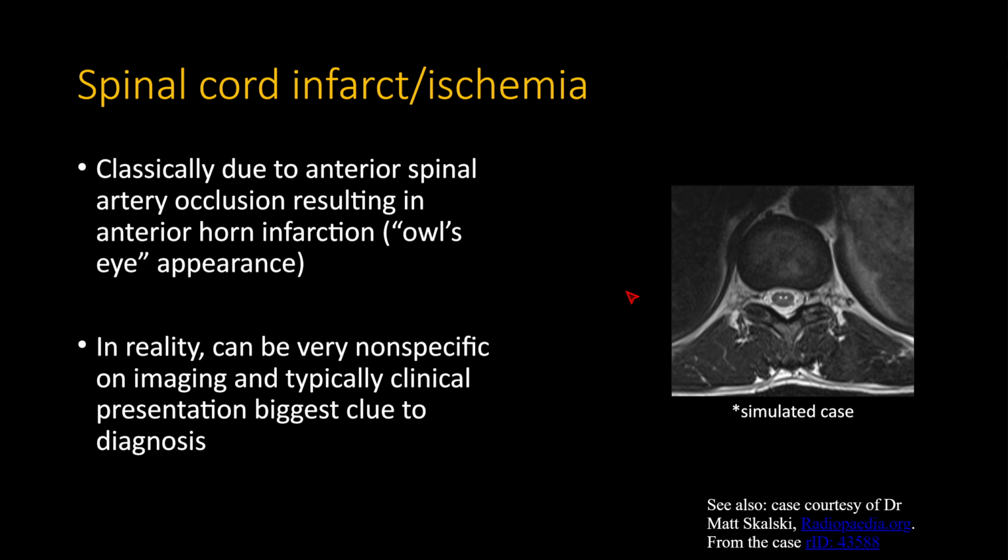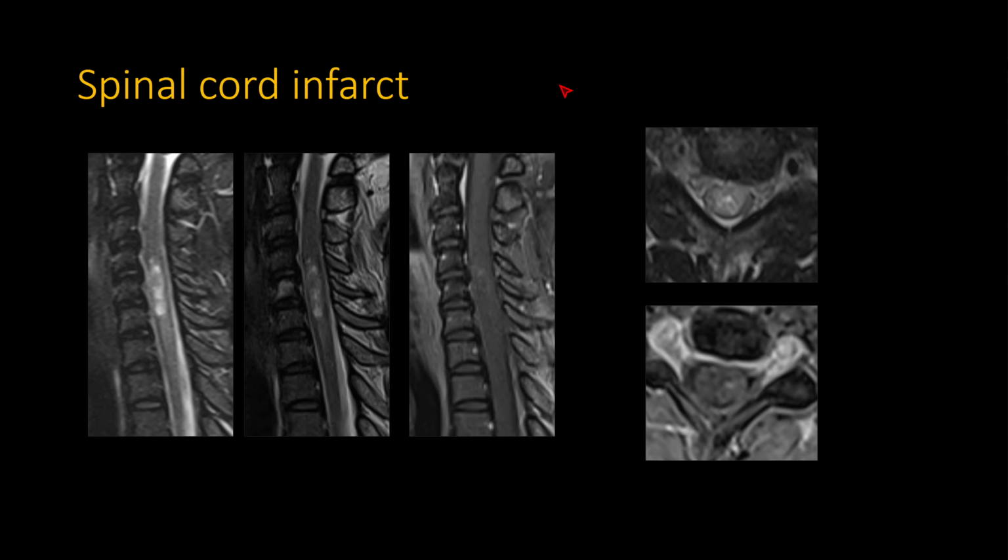So the clinical clue is usually the best thing in these cases because the imaging can be quite non-specific. Here's one such case where the imaging is quite non-specific of a very much presumed spinal cord infarction. This patient came in clinically with a very good story for sudden onset neural deficits, pretty good for an infarction. But as far as imaging, you have hyperintensity in the cord.